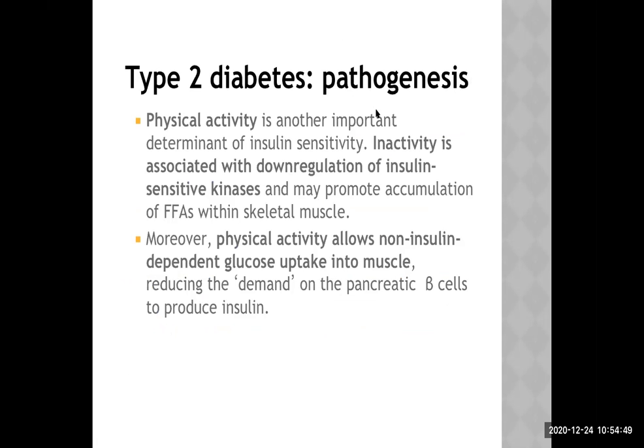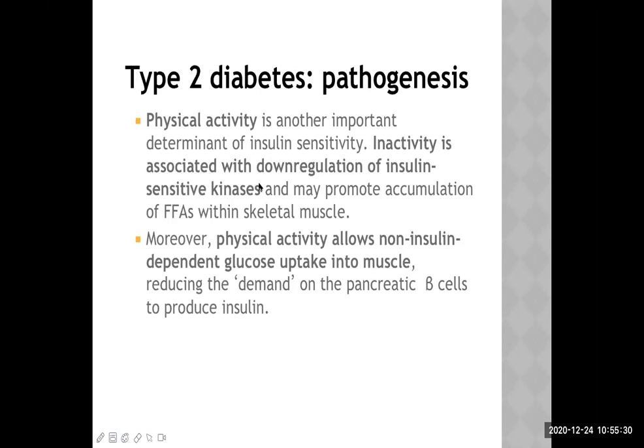Now, what is the role of physical activity in the pathogenesis of type 2 diabetes? Physical activity is a very important determinant of insulin sensitivity. One important point here: if we actively do physical exercise, then during that time, the entry of glucose inside the cell is independent of insulin. It doesn't need insulin to enter glucose into the cell. So this is a very important point, isn't it? That's why we often advise physical activity for the diabetic patient.